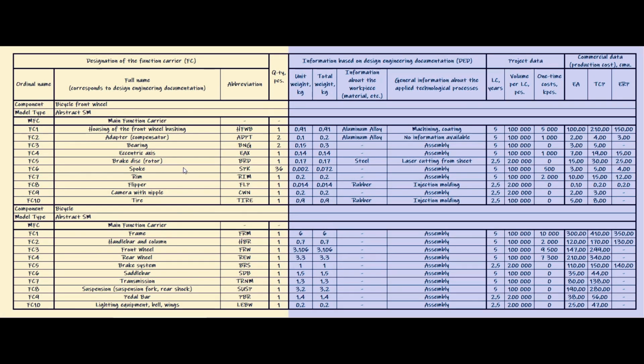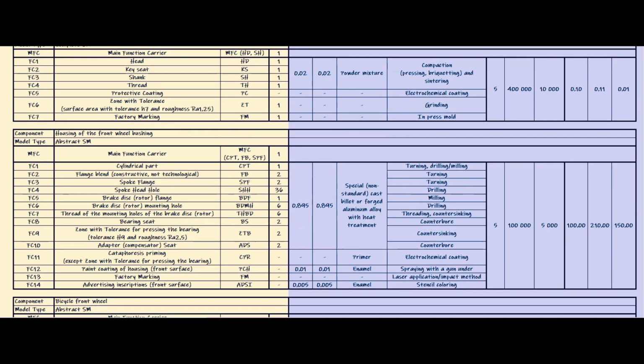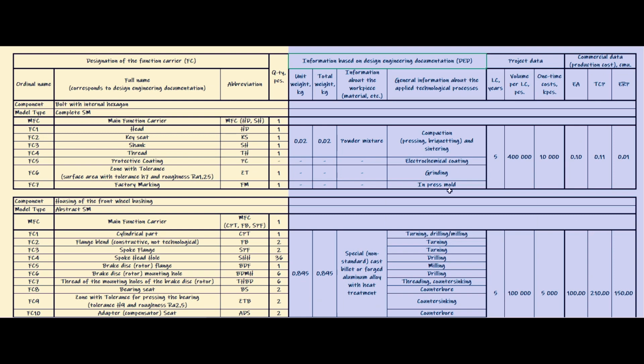In the case of the formation of an extended structural model, the sections with information based on design documentation, project data, and commercial data are added to the section of the basic structural model. According to the section with information based on design documentation, it can be noted that almost all fields are filled in based on design documentation data, in particular drawings of 3D models, specification and technological documents, if they are available.